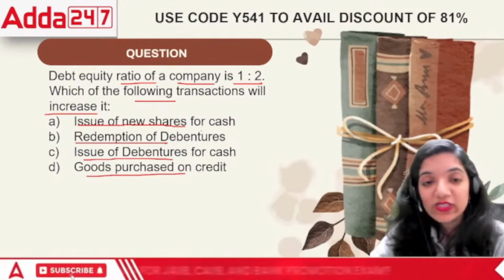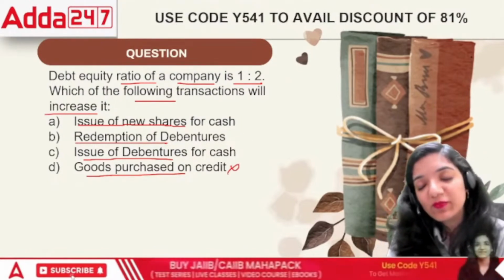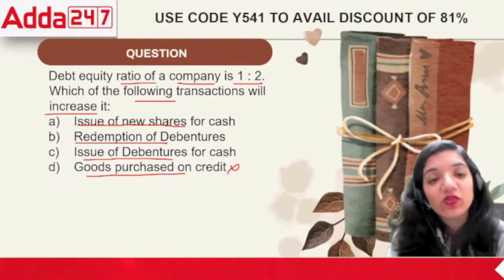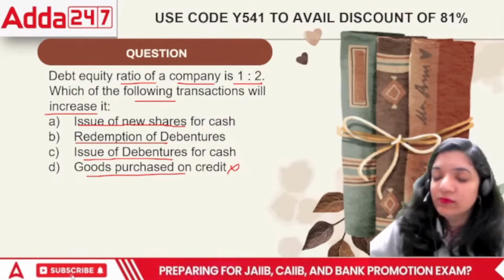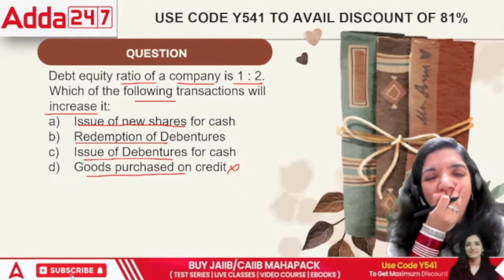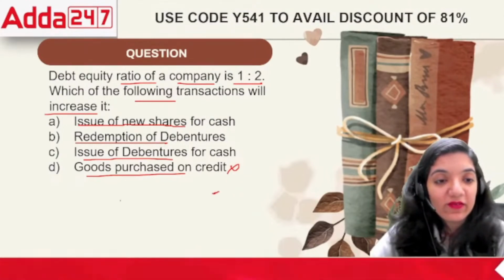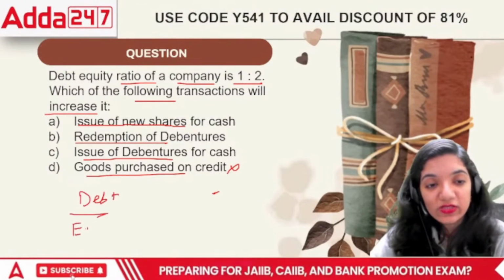Debt and equity. Nothing is affected by goods purchased on credit, because we have purchased these goods on credit. This is a current assets and current liability based scenario, so it's taken away there. Now, excuse me, if we have debt and we have equity, this is our debt and this is our equity.